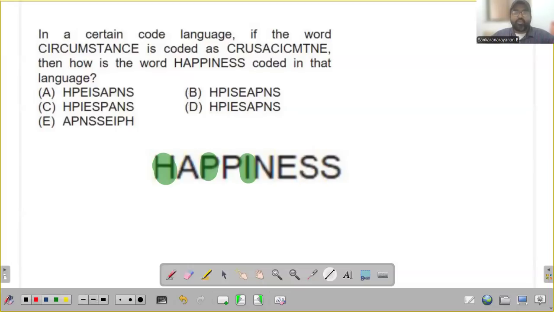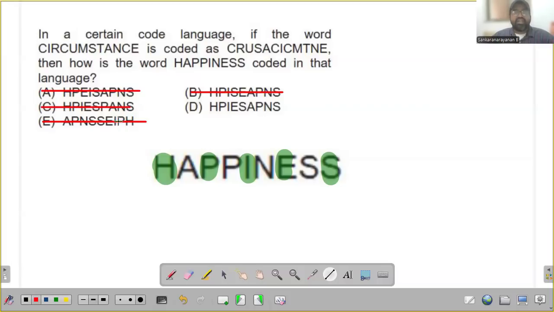I can thus eliminate option E. I can eliminate option A. The rest of the options have HPI. Then HPIES. The first five letters will be like this: HPIES. So I can thus eliminate option B. Now I am left with APNS. So I can see that option C can be eliminated.